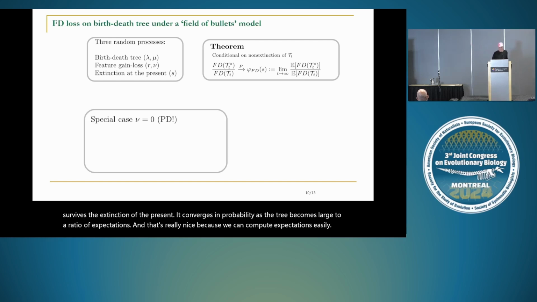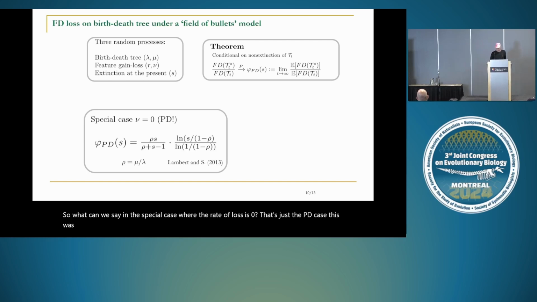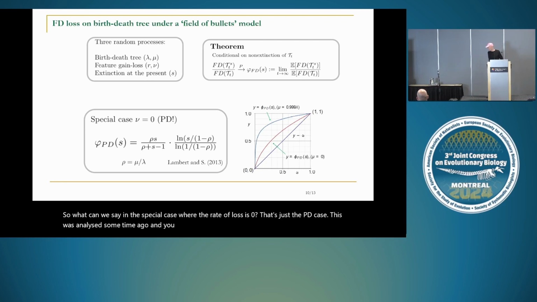So what can we say? Well, in the special case where the rate of loss is 0, that's just the PD case. This was analysed some time ago, and you get this behaviour where you have, this is species richness, y equals S. This is for the Yule model, where mu is 0, and as the death rate for the tree increases, it heads up towards the unit step function.